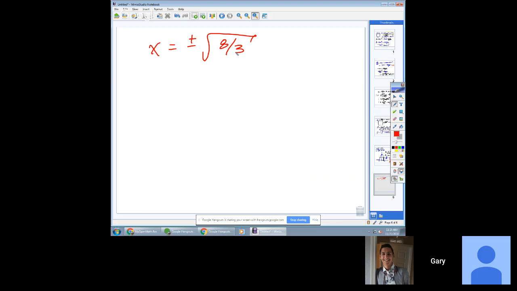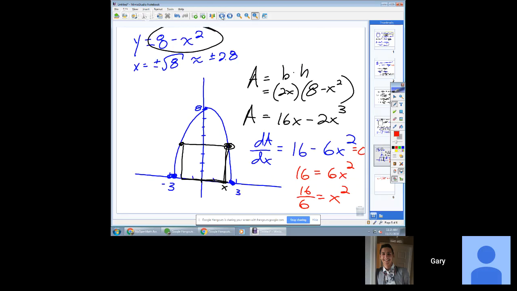Anybody with a calculator, that is approximately what? 1.63. 1.63-ish. So let's just take a look here. That would be 1.6-ish, right about here. So roughly that rectangle right there should give me the most area.